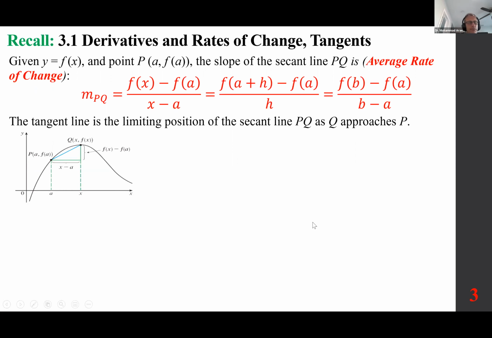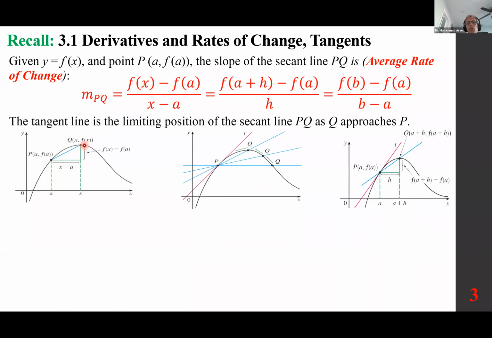first, we discussed the slope of a line, rise over run. The way you calculate it is very simple, rise over run, and depending on how you write that, if the first point is at A, therefore the pair is A, f of A. If the second point is at X, it's X, f of X, it gives rise to this. And this is the way you calculate the slope, rise over run.